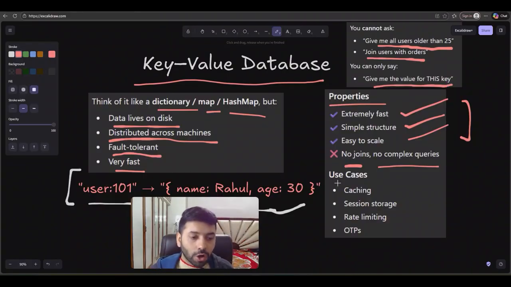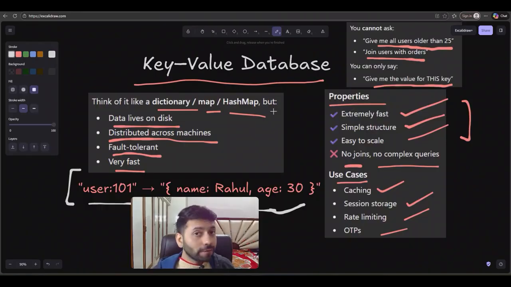So when you ask for a specific key, it will return you the data or value very quickly. Okay, so if we talk about the use cases of key value database, it is used for caching. Yeah, Redis, as we know, is very good for caching, very quick. It is also used for session storage, rate limiting, and OTPs. You might have already used Redis for all such things like storing OTPs or for caching purposes, right? So these are the use cases of key value database.